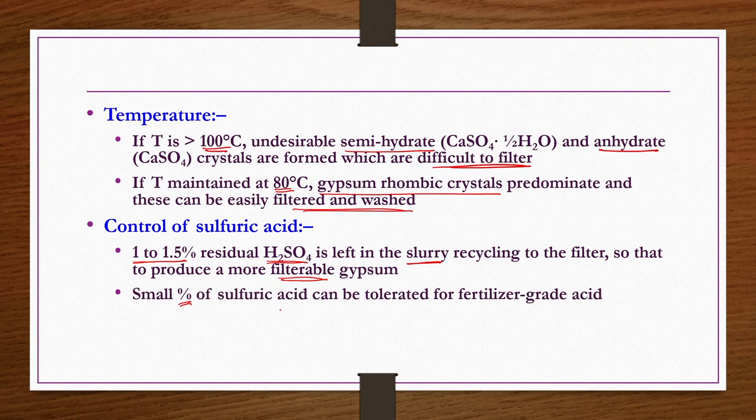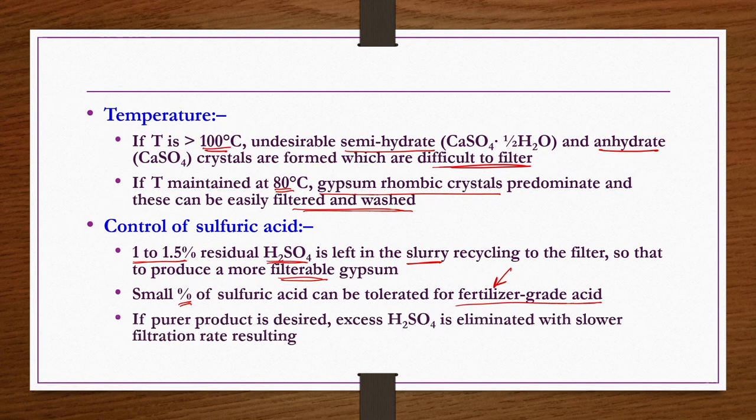Further, a small percentage of sulfuric acid can be tolerated for fertilizer grade acid also, because of whatever unreacted or recovered sulfuric acid is in the process. If you are not using it for chemical fertilizer production as we discussed in the process flowchart, you can sell it to the fertilizer industries. They can use it for production of fertilizers where a small percentage of sulfuric acid is sufficient. You don't need to have 98% sulfuric acid in general. If a purer product is desired, then excess H2SO4 is eliminated, with a slower filtration rate as the result.